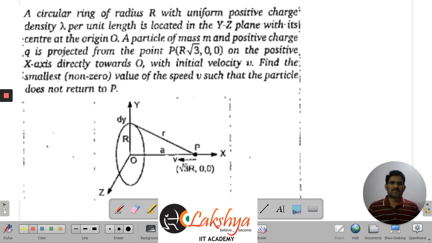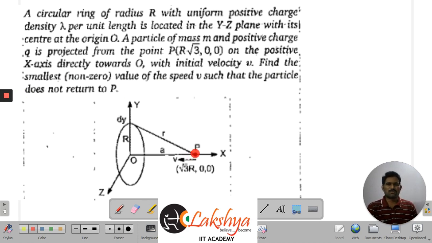So now this problem is: a circular ring of radius r with a uniform positive charge density lambda per unit length is located in the yz plane with its center at the origin. A particle of mass m and a positive charge q is projected from the point root 3 r comma 0 comma 0 on the positive x-axis directly towards O with initial velocity v. Find the smallest value of v such that the particle does not return to the point P.